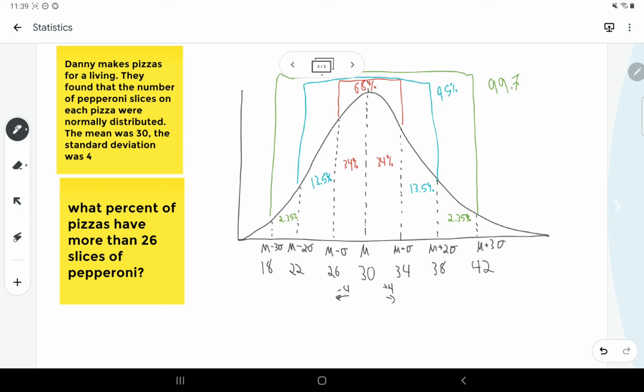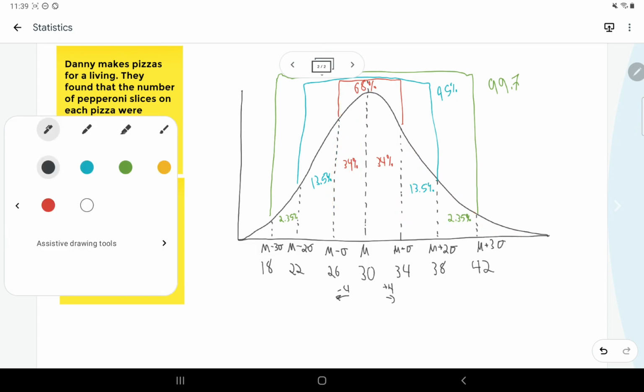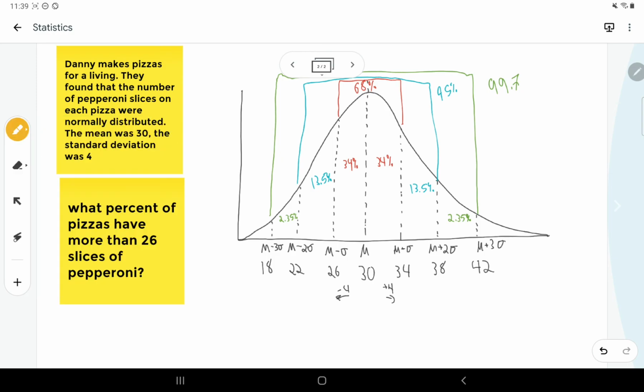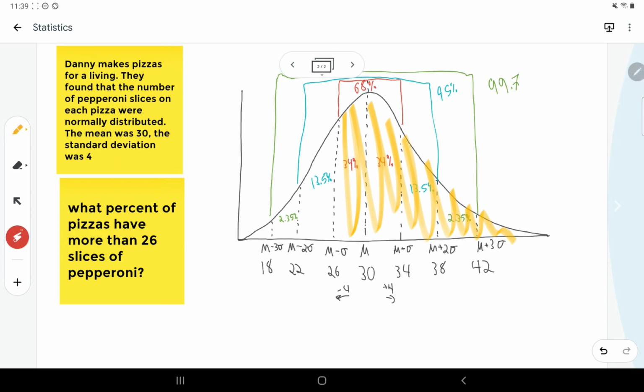Okay, so now all we have to do is find the section that we're looking for. So in this case, we want what percent of pizzas have more than 26 slices of pepperoni. So we see we do have 26 here, which is helpful. So we know that it's right on this line, and then we want to know what's bigger. So this line and onwards, or in other words, if we were to take just a little highlighter here, we want this whole section. Okay, so we take all the numbers in that section.